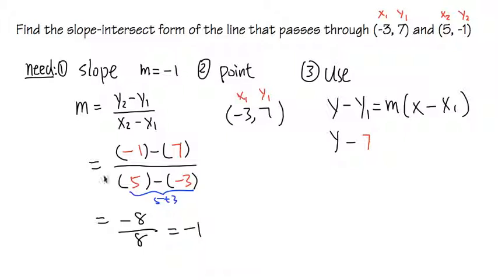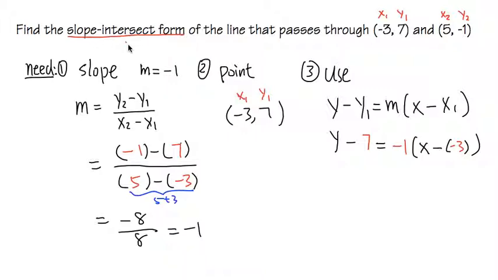And continue with the formula. This is equal to m is equal to -1. So we have -1 for m. And we have the parentheses. X is just x, minus x1 is equal to -3. So let me put parentheses, and then let me draw in -3 into the parentheses, like this. Okay, this is the point-slope form, but the question is asking us to find the slope-intercept form.